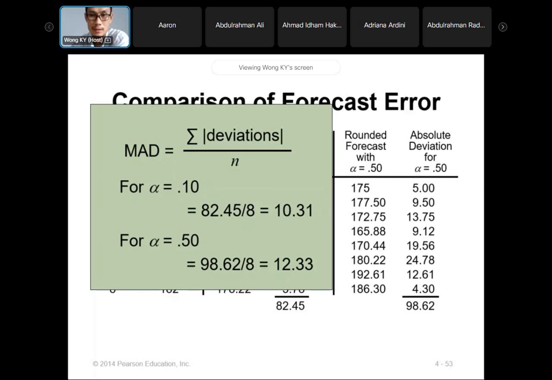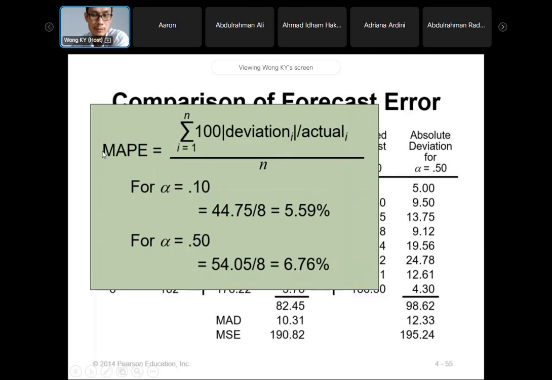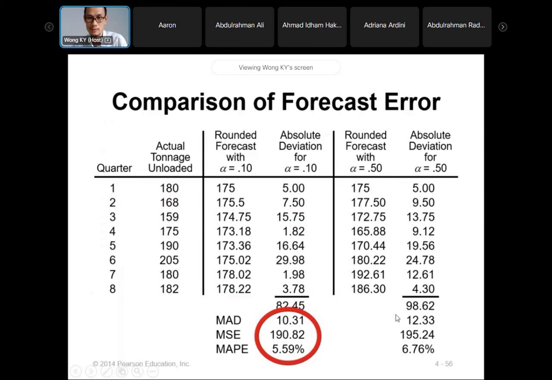Next, we also calculated MSE. For alpha 0.1, MSE is 190.82. For alpha 0.5, MSE is 195.24. So smaller is better, means this one is better. And lastly, we have also calculated MAPE, mean absolute percent error. So which one is better? Obviously, smaller is better. Again, it means alpha equals to 0.1 is better. So that's it. This is the comparison between two different alpha using MAD, MSE, and MAPE.